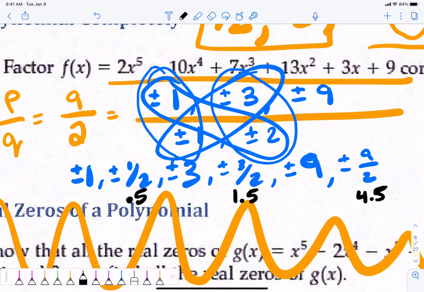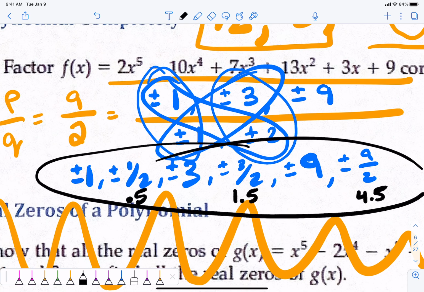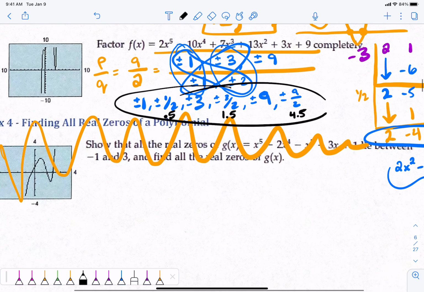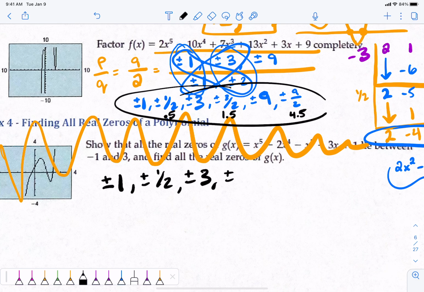How many possible ones could I get? 12. We're going to test them and see which ones we have that are nice. So I'm going to write this list out. Plus minus 1. Plus minus 1/2. Plus minus 3. Plus minus 3 over 2. We're not doing example 4. Plus minus 9. Plus minus 9 over 2. All right. We've got 12 of them again, which means we have 6.